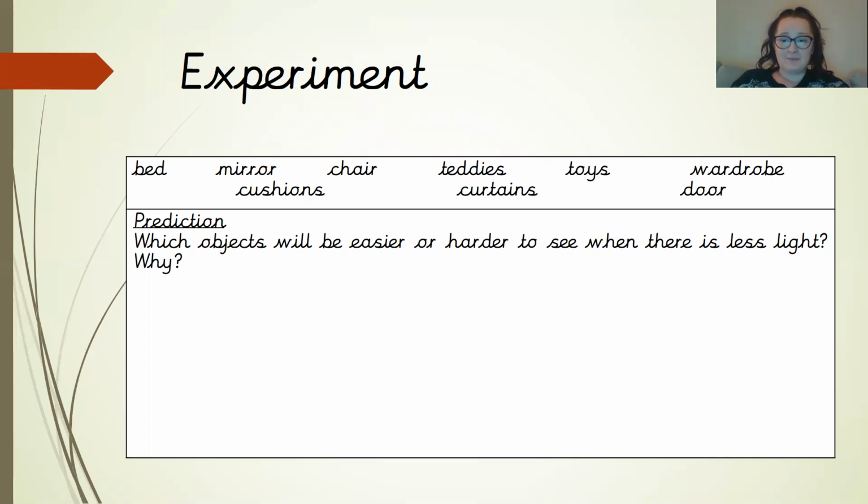Right, year 3. So the next thing you're going to do, you're going to go into that room that you've chosen and you are going to carry out your experiment. So what I'd do, I'd make sure the lights are turned off, maybe the curtains or the blinds are closed so that you can try and make it as dark as possible. Then what I'd do is I'd go around looking for all these different objects that you've written in this first box and see if you can see them.